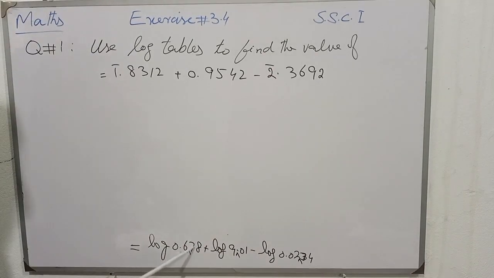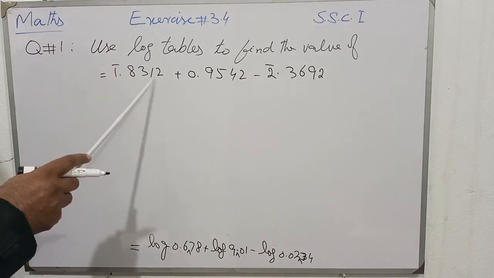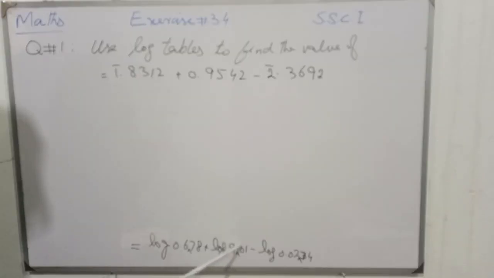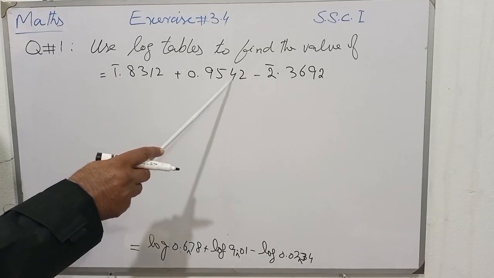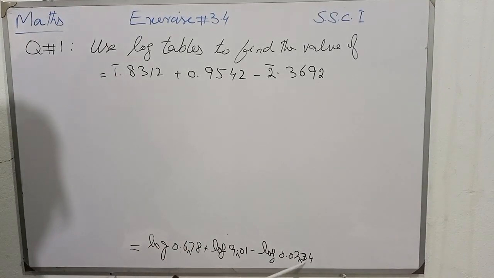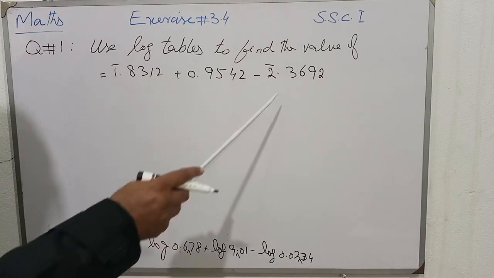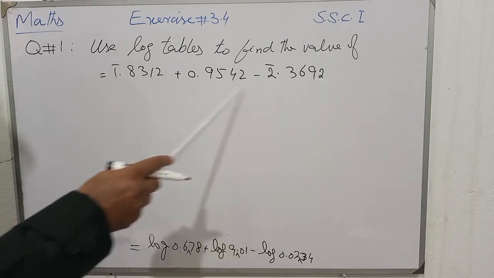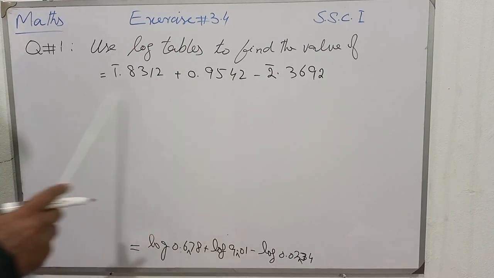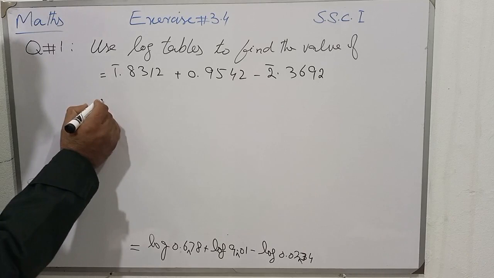Students, when you see 67 in 8th column in log table, you will get 8312, and when you see 90 in first column in log table, you will have 9542, and when you see 23 in 4th column in log table, you will have 3692.